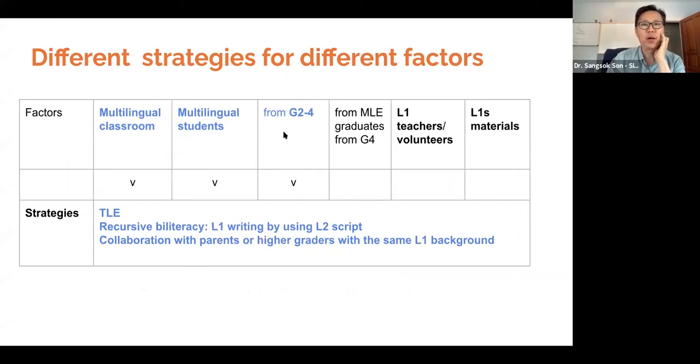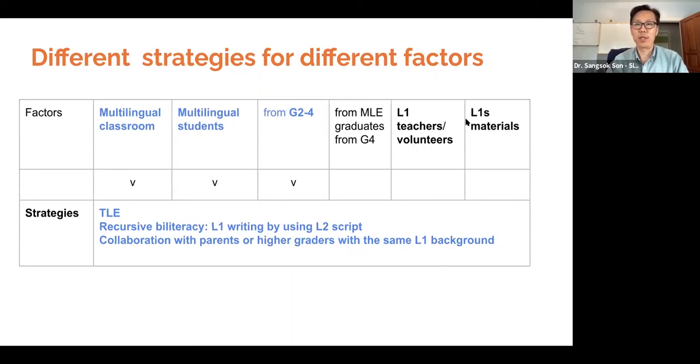And this one is without the MLE graduates, starting from grade 2 or 4. The reason I put grade 2 or 4 is that by the time they reach grade 2 or 4, they may be able to read and write in their school language in most schools. So in this case, for developing their L1 literacy, I would call this recursive biliteracy. They learn their L2 literacy first, by the time they reach grade 2 or 4, and then they can write in the L1 using the L2 script, like the one you saw from the Hmong students in Chiang Mai. And then we need to promote collaboration with parents and higher graders with the same home language backgrounds.